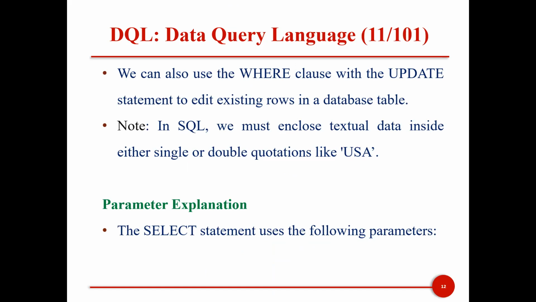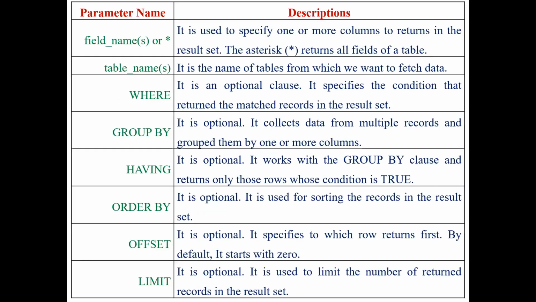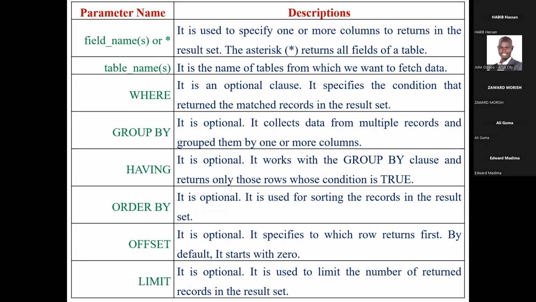The select statement uses the following parameters. With the select statement, you can also use other parameters like the where, and you can use the first name, last name, or all, that is to filter the columns. Then the name of the table where you're going to filter from. Then you use the where clause to only retrieve the records that you want. Then you can decide to group the records by using the group by command. It is optional, it collects data from multiple records and groups them by one or more columns.